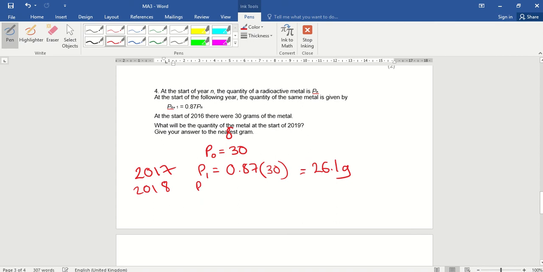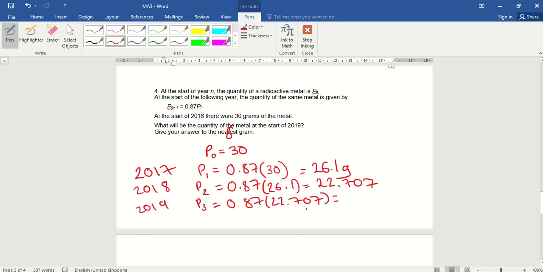2018, we're going to do the same thing again. We're going to find our second value. So we're going to do 0.87 and use the value that we just worked out, 26.1, which gives us 22.707. And then we do it one more time to get 2019. Our third value is going to be 0.87 times the last one you calculated, 22.707, which is 19.75.